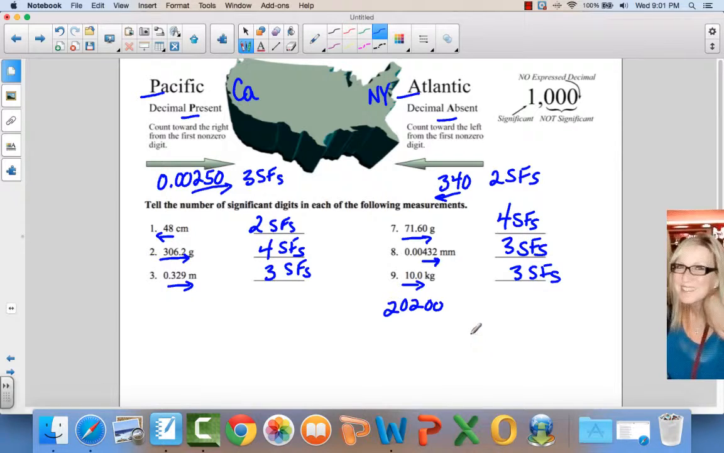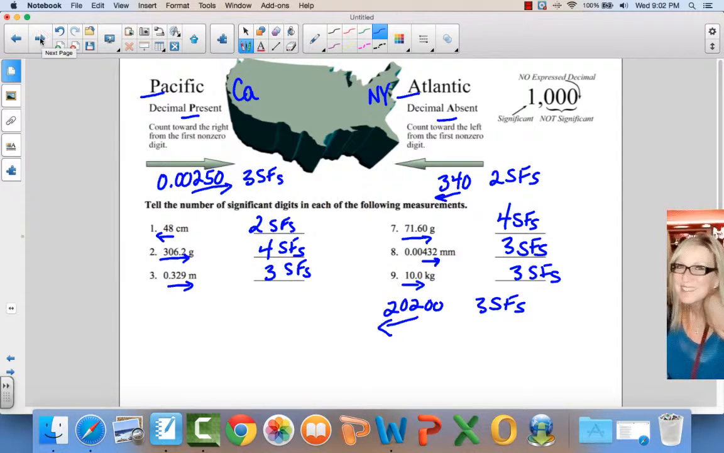Decimal absent, Atlantic, I'm going to the New York side, which is the right side, finding the first non-zero digit, it and everything in front of it. Okay, so that's how you tell how many significant figures a value has.